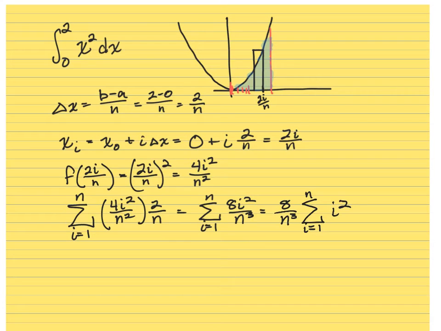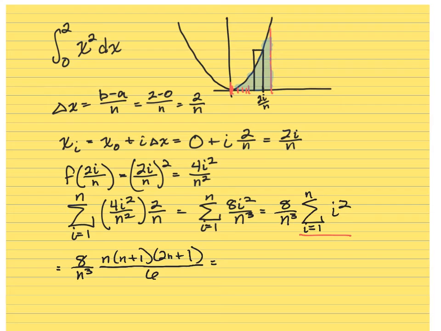Now we can go even further than that because we know what this is. If I add up the first n i squareds, we're going to get this. So we have the 8 over n cubed staying out in front. But if I add up the first n i squareds, it's going to be n times n plus 1 times 2n plus 1 over 6. Again, that's the actual sum.